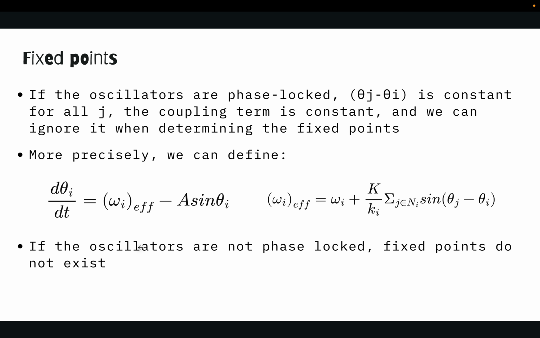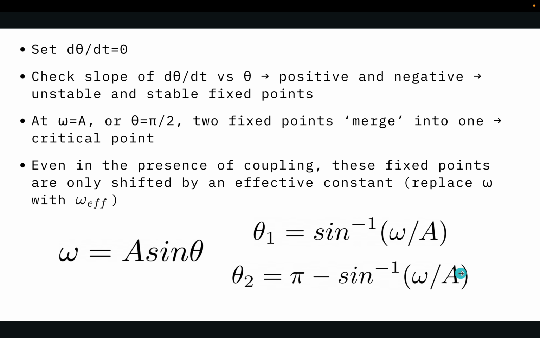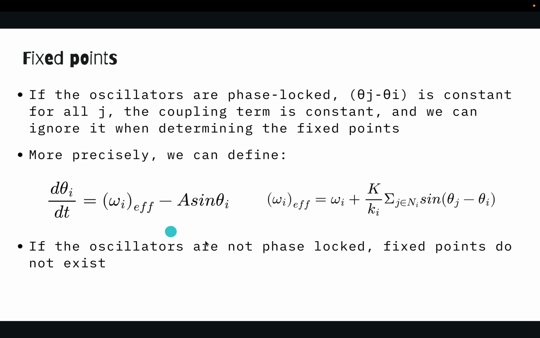And if the oscillators are not phase locked, by the way, then this term is not constant, and you cannot really say that there are fixed points. In general, fixed points do not exist in that case. So now if we want to find the fixed point, we have assumed that every oscillator is phase locked and the reduced equation looks like this when the coupling term is constant. So basically fixed point means what? Basically we're asking what happens after a very long time when the system has already stabilized.